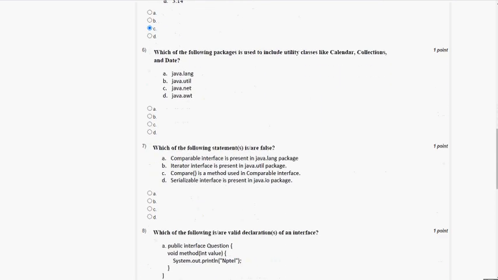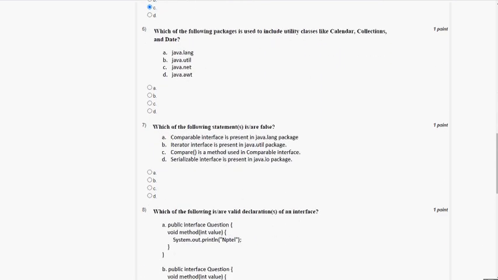And coming to sixth question, which of the following packages is used to include utility classes like calendar, collections, and date? So sixth question answer is option B, java.util. Option B is the correct answer for sixth question.